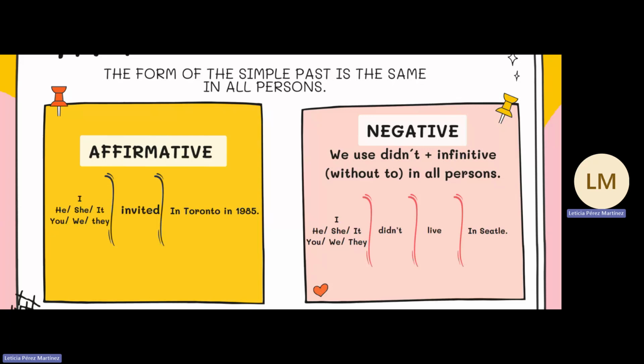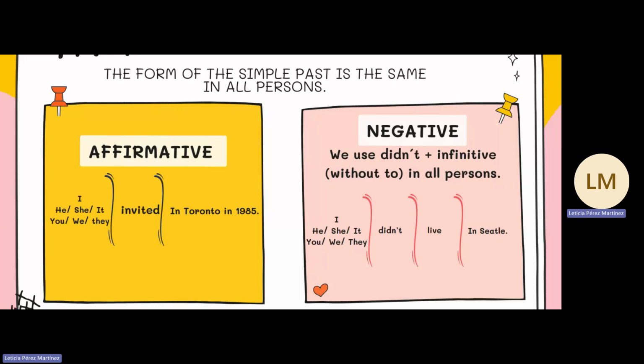Only in an affirmative sentence are you going to use the verb in the past tense. But in negative sentences or questions, you are going to use an auxiliary: didn't if it's negative, or did if it's a question. But the verb goes into the simple form. So here we have some examples.